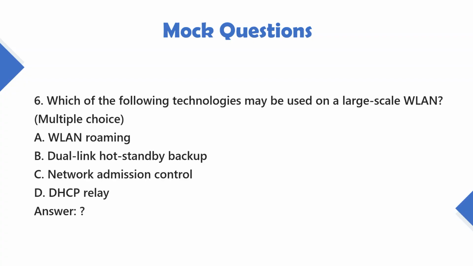6. Which of the following technologies may be used on a large-scale WLAN? Multiple choice. A. WLAN roaming. B. Dual link hot standby backup. C. Network admission control. D. DHCP relay.